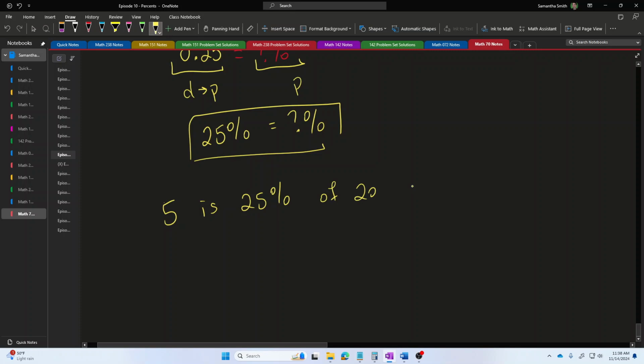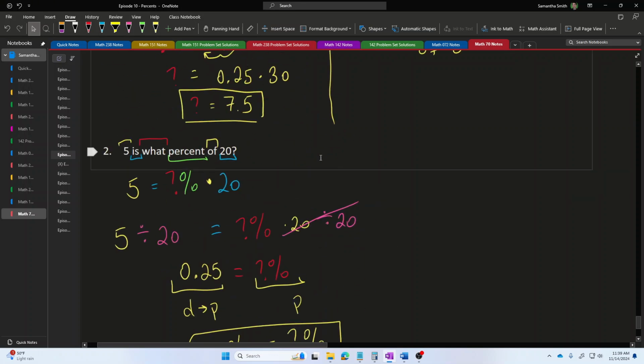And this makes sense, right? We've said that 25% can be found by taking your number and cutting it in half 2 times. So if I cut 20 in half once, that gives me 10. If I cut 10 in half again, that gives me 5. So yes, this makes sense. 5 is 25% of 20, and that is the unknown value in this problem.